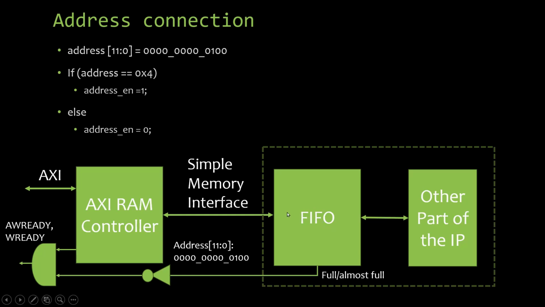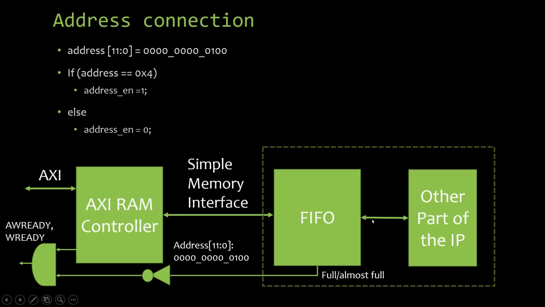On the write side, we saw that these flags, full and almost full flag, will help to create the back pressure. And on the read side of FIFO, there is a very important flag that is called empty flag. So this part of the IP should poll this empty flag. If empty flag is 1, that means FIFO is empty. There is no data to transmit. But when we start writing data inside the FIFO, this empty flag will go 0.